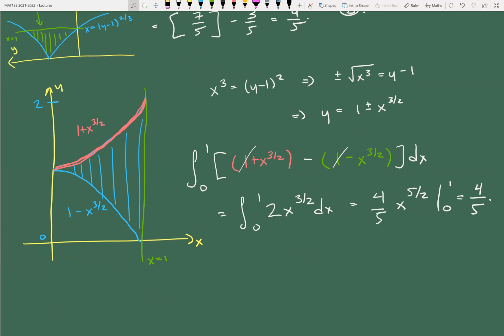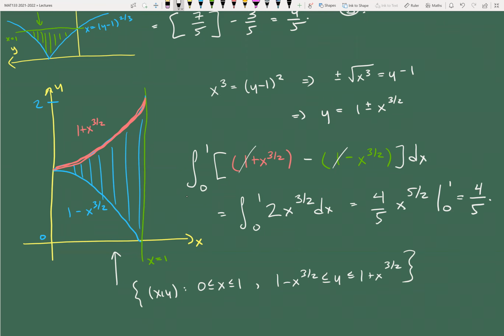And then from a numeracy standpoint, this space would be the set of x, y, such that 1 minus x to the 3/2 is less than or equal to y. It's less than or equal to 1 plus x to the 3/2, like that, right?